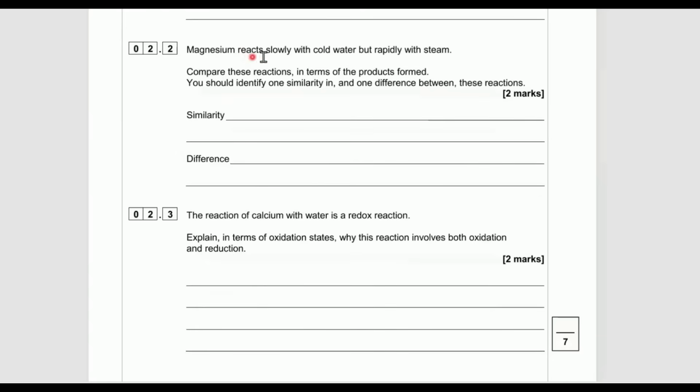2.2. Magnesium reacts slowly with cold water but rapidly with steam. Compare these reactions in terms of the products formed. You should identify one similarity and one difference between these reactions, and that's worth 2 marks. So you really have to know these reactions off by heart. If you don't know them off by heart, what are you doing? Get them on a revision card and memorize those. You can be just chilling out.